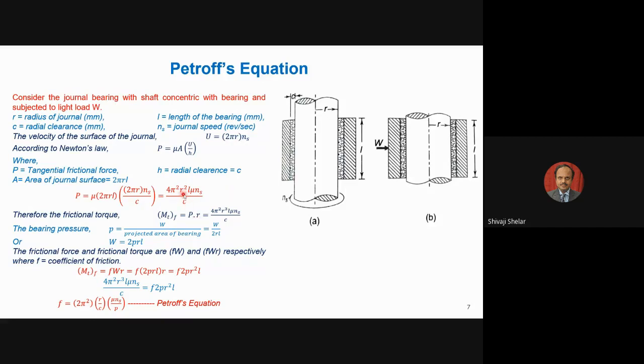If I multiply by R, this will become R cube now. The rest of the terms will remain the same. That is equal to 4 pi square R cube L mu ns upon C. Now this is your frictional torque.